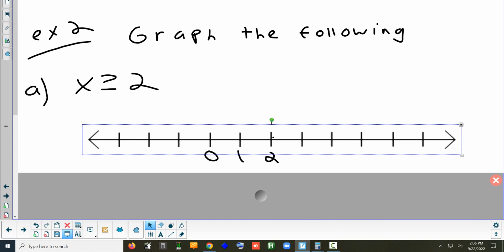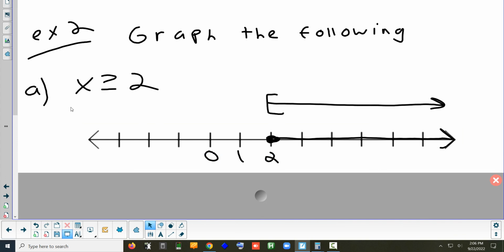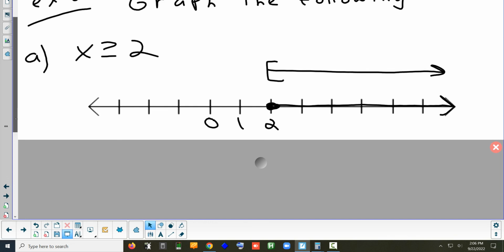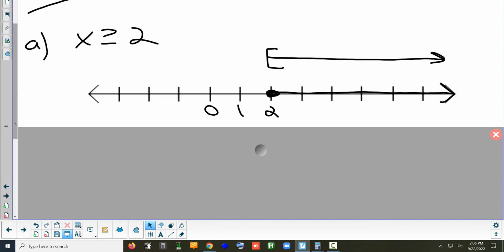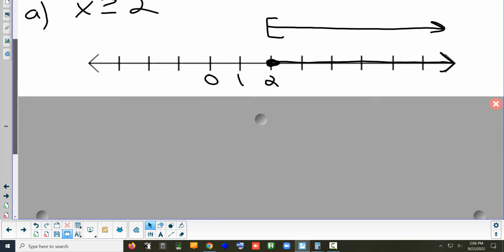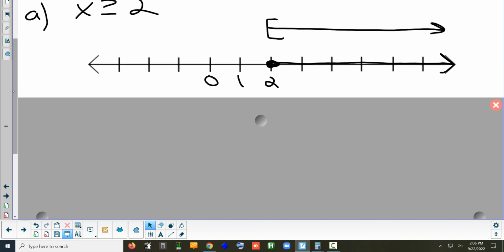You use the bracket. So you can either put a closed circle and shade to the right, or you could do a bracket and shade to the right. You don't have to do both, you may do one. But they're both correct. Any questions on that?